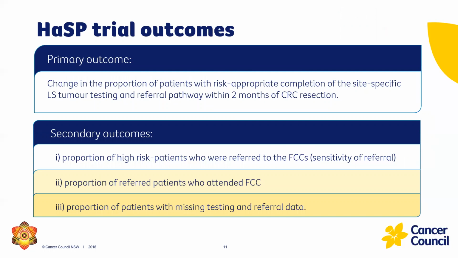The trial outcomes for HASP will be the change in the proportion of patients with risk-appropriate completion of the site-specific Lynch syndrome tumour testing and referral pathway within 2 months of colorectal cancer resection. Secondary outcomes include the proportion of high-risk patients who are referred to the familial cancer clinics, which looks at sensitivity of referral, the proportion of referred patients who attended the familial cancer clinic, and those with missing testing and referral data.